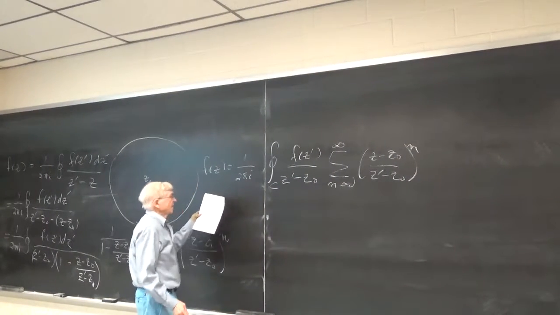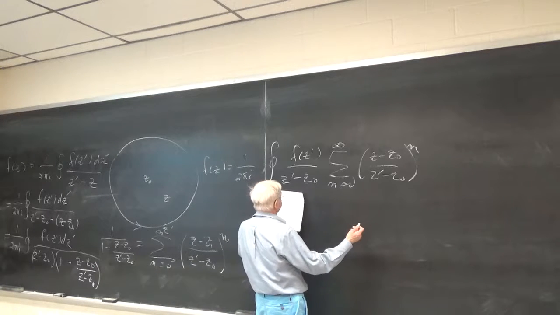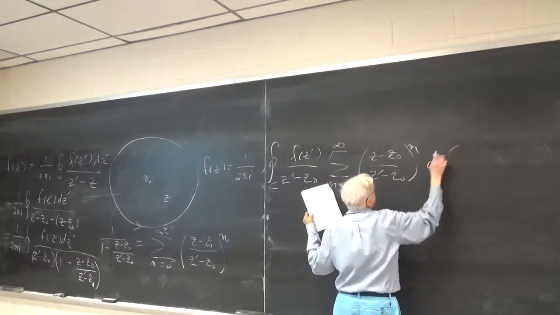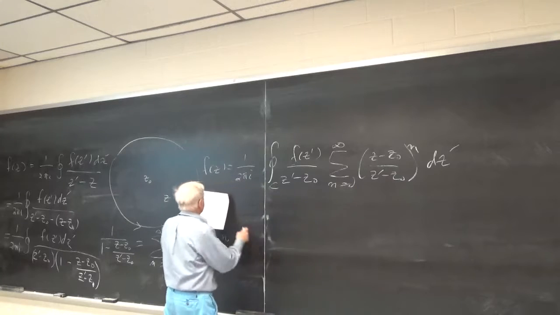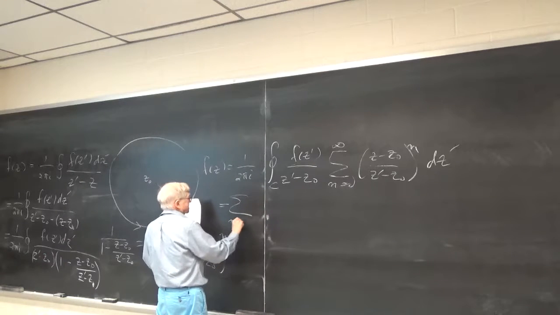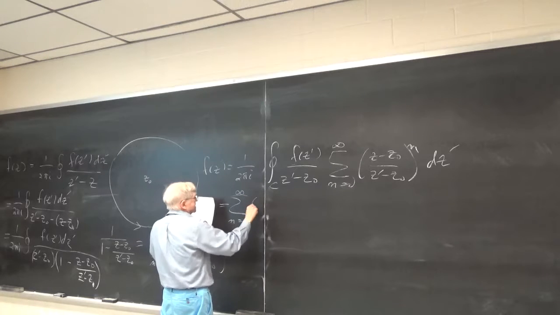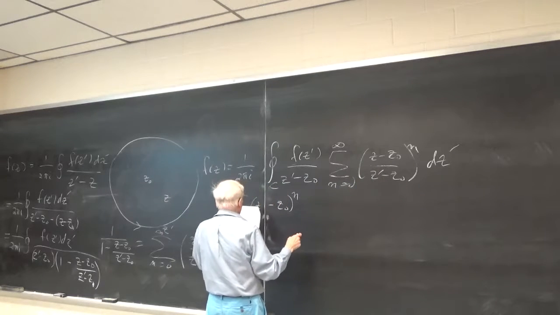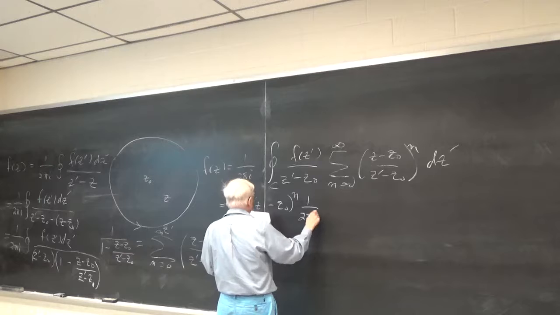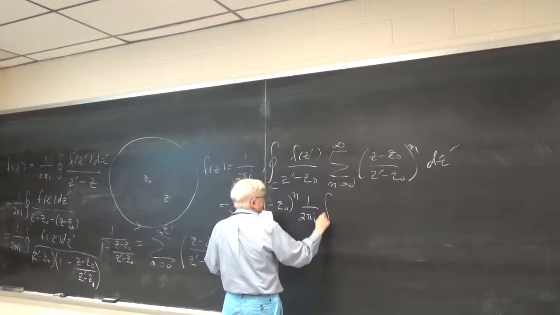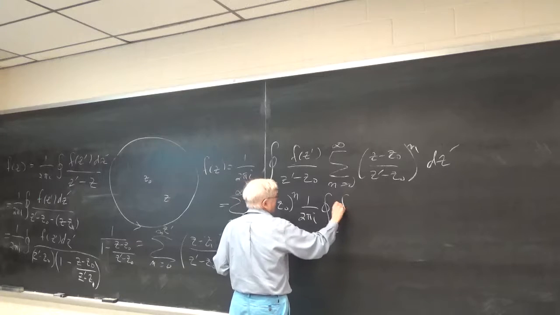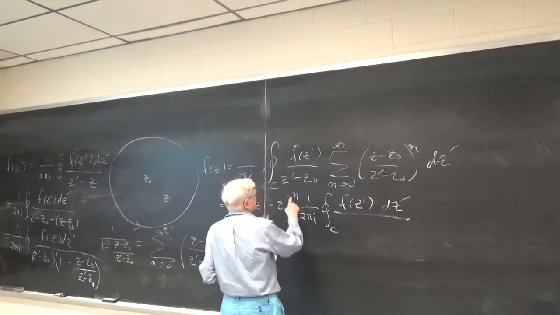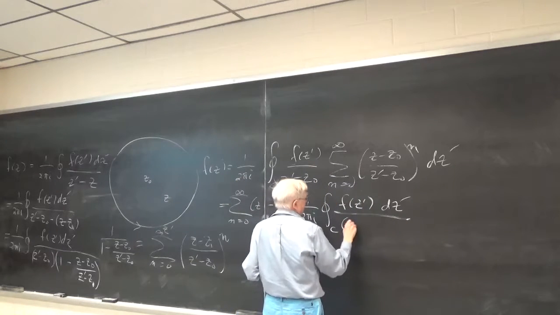And we can pull out the numerator, since it doesn't involve z prime, so this is a dz prime integral. Then this thing is a sum, n equals 0 to infinity, of z minus z0 to the n. That's the numerator. Times 1 over 2 pi i, integral along this contour of f of z prime dz prime, and what's left is z prime minus z0 to the n plus 1.